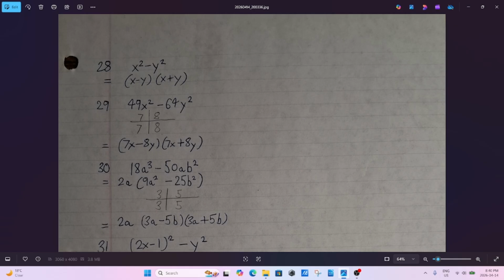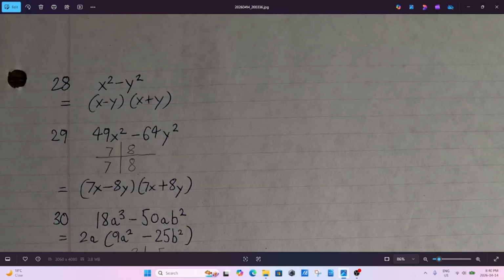28. There's a difference of squares, and we just plug in the known formula, which is a squared minus b squared equals a minus b times a plus b, and then we just substitute x and y for a and b respectively.